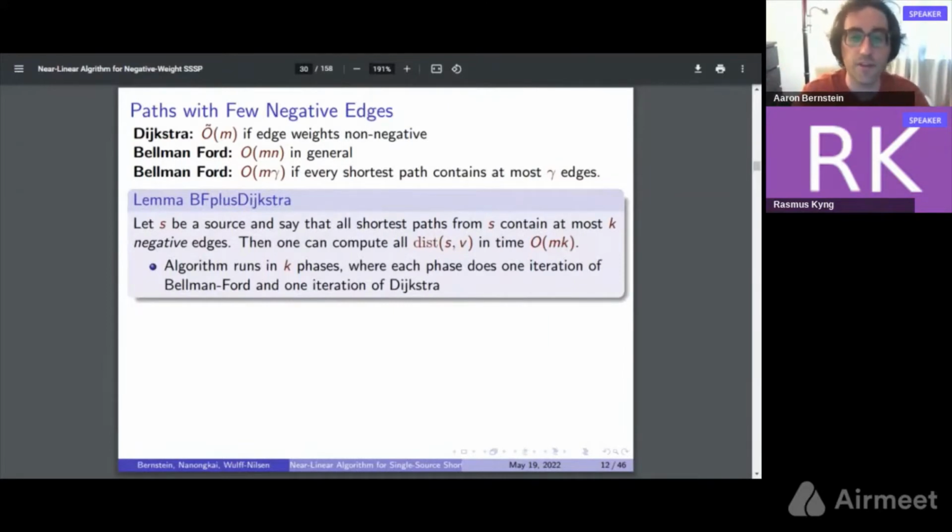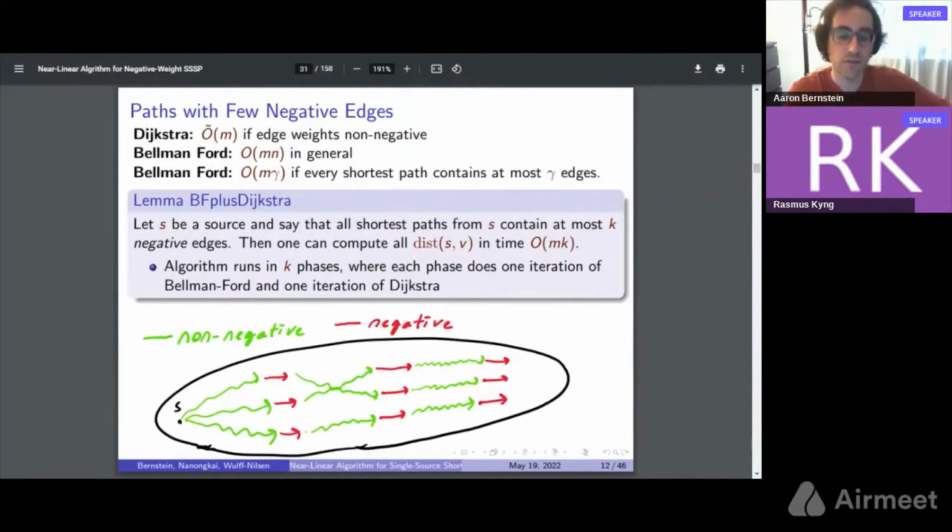Lemma, Bellman-Ford plus Dijkstra, which basically says that if you have the property that all of your shortest paths contain few negative edges, at most k negative edges, but as many positive edges as you want, then the running time is mk. I have no idea if this algorithm is new to our paper. I think it's folklore. So the algorithm is extremely simple.